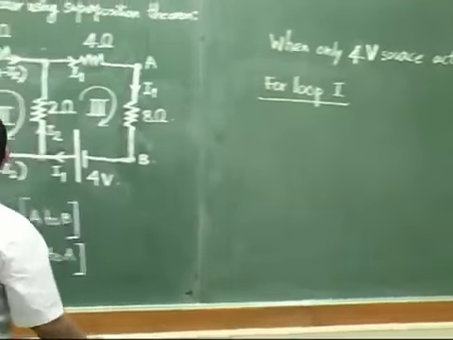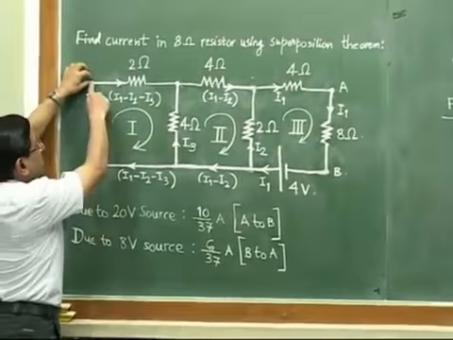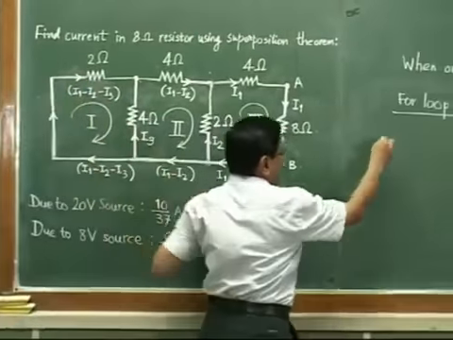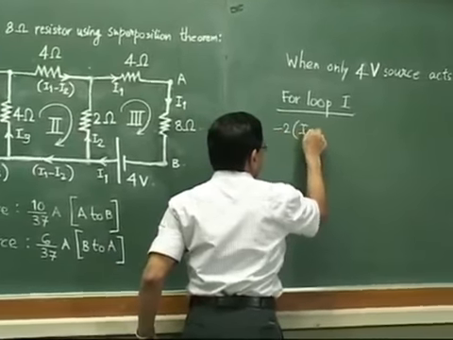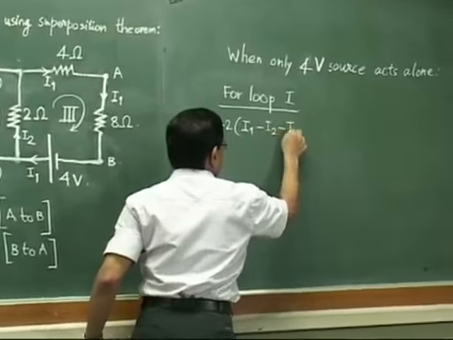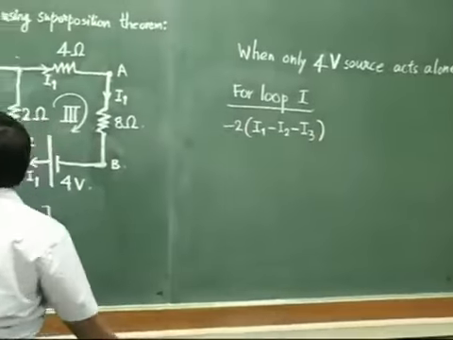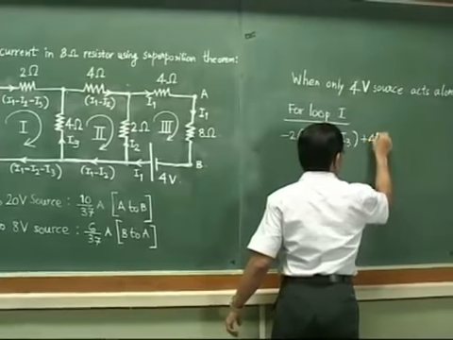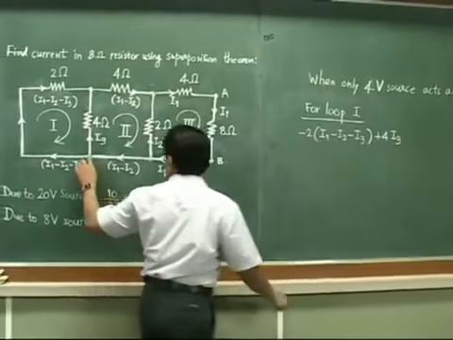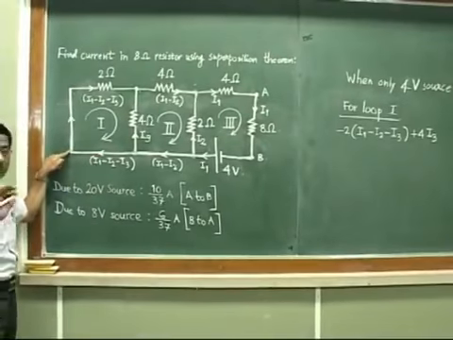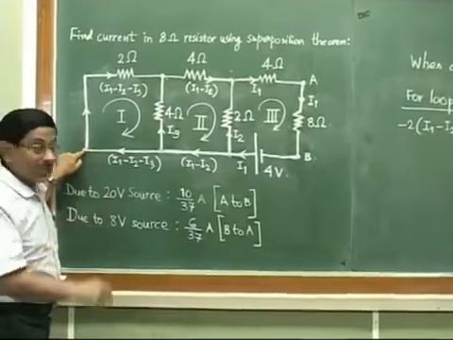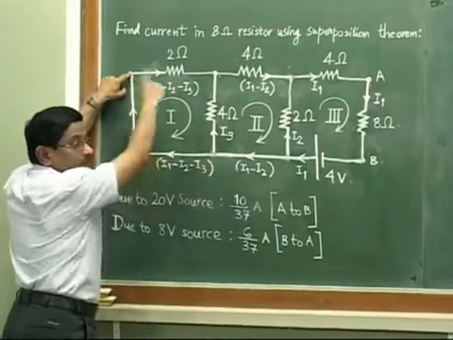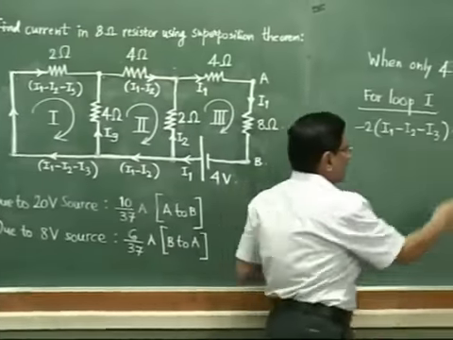So loop 1 is this. Now start from this point, this would be our loop. Our equation will be minus 2 times I1 minus I2 minus I3. Then we come down, it will be plus 4I3. Then we go to the left, no component, so no voltage rise or drop, and here also no voltage rise or drop. So only these two terms will be there, that we have written, and this is all equal to 0.